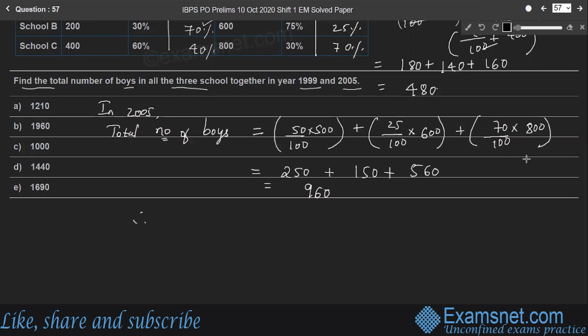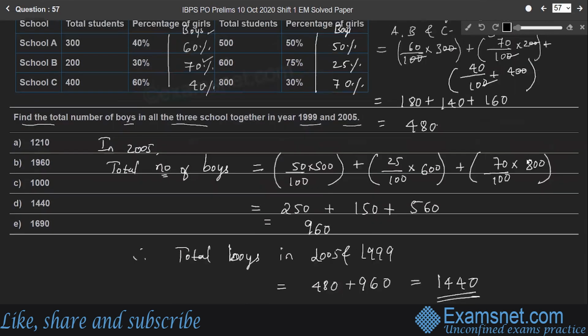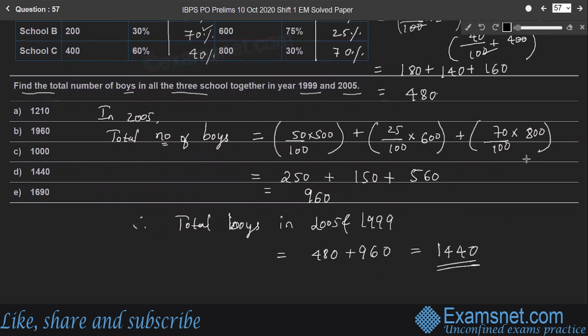Therefore, total boys in 2005 and 1999 together is equal to 480 plus 960. So 1440. So there are 1440 boys in all three schools together in 1999 and 2005. Hence, option D is the right answer.